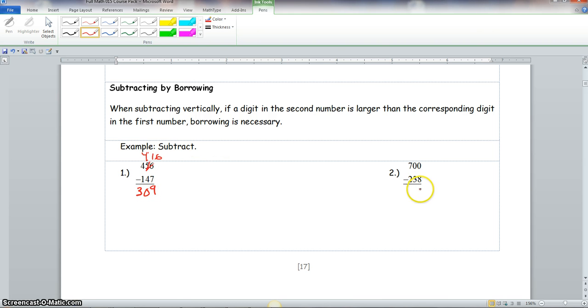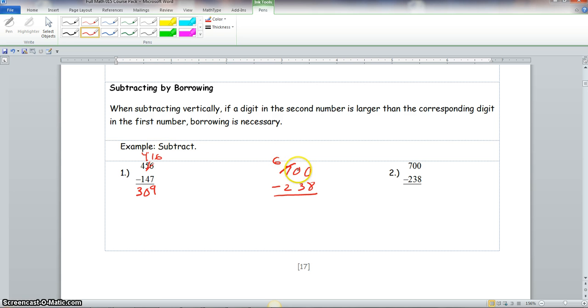Now we look here at number 2. Now what I'm going to do in this blank space here, I'm going to rewrite number 2. So I need a little bit more space than what the problem has given me. Now we know we cannot subtract 8 from 0. But we know we cannot borrow from 0. But we can borrow from 7. So this 7 becomes a 6.